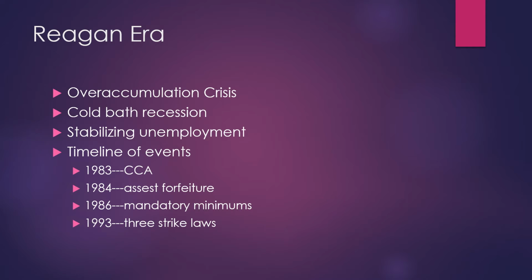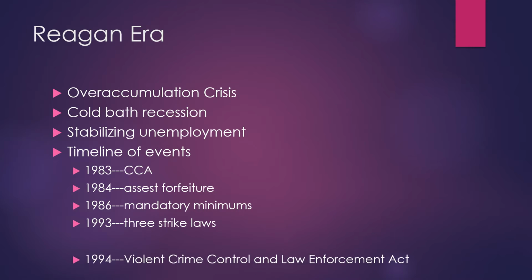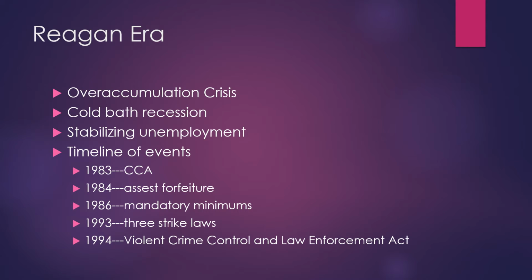1993, the Three Strikes Law is passed in Washington State and then copied by a lot of the other states to see who is toughest on crime. And then in 1994, the Violent Crime Control and Law Enforcement Act, which is kind of a modernization and update of the 1968 law that we talked about previously.